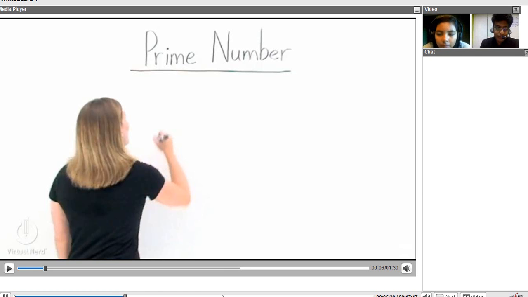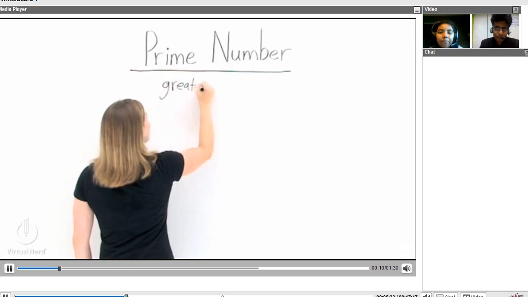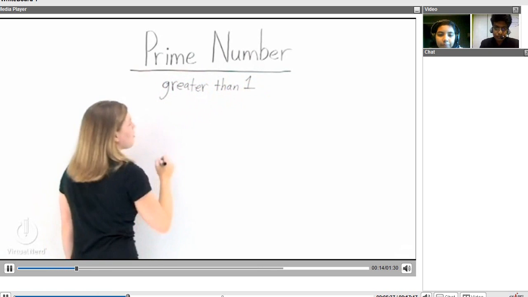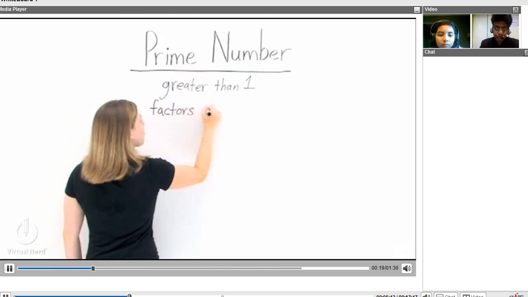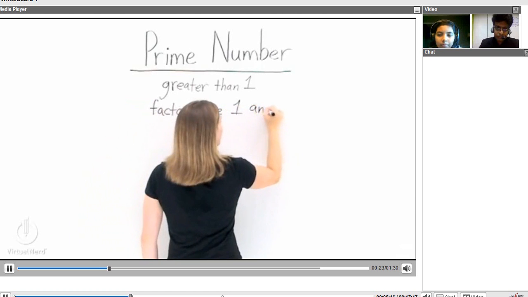Okay, good. Let's see. A prime number is a number that has 2 qualities. The first quality is that the number is greater than 1. In other words, all prime numbers are positive and they're all bigger than 1. The second quality for a number to be a prime number is that its only factors are 1 and itself.